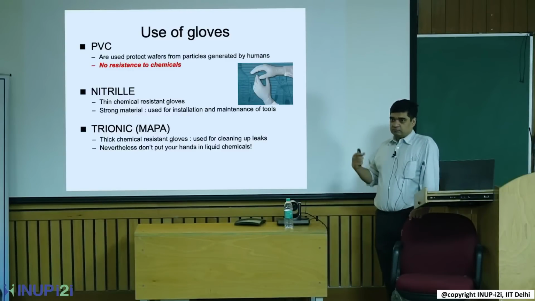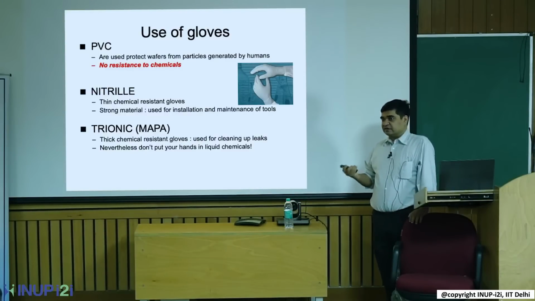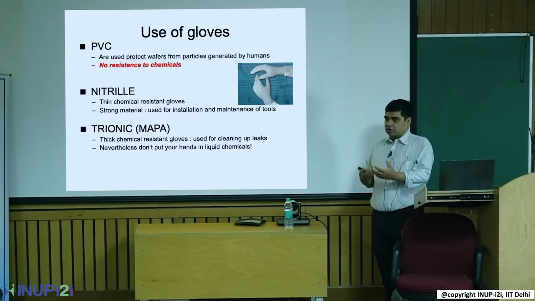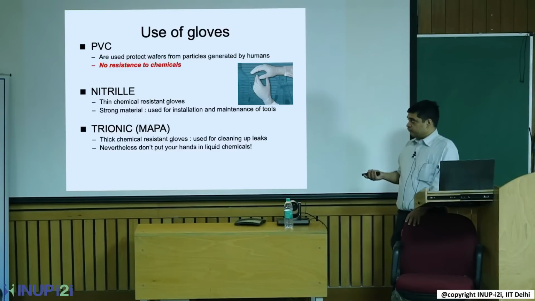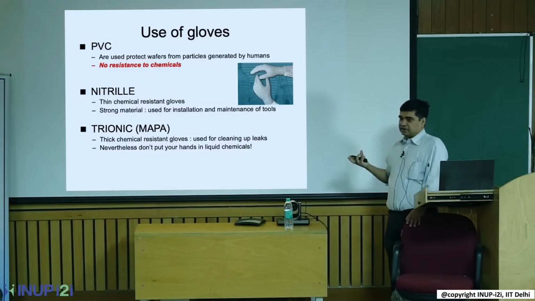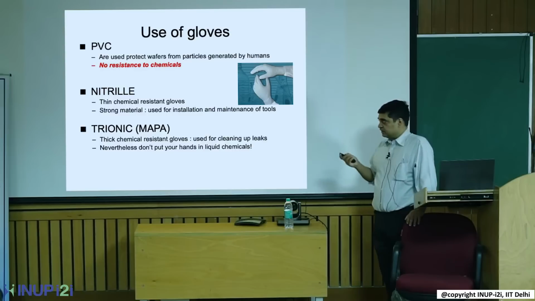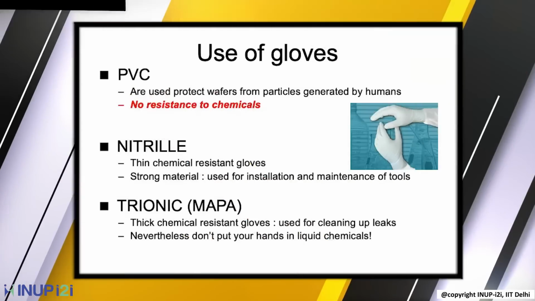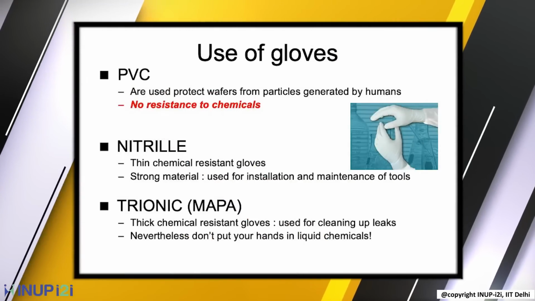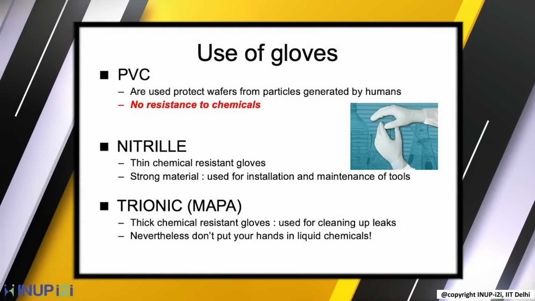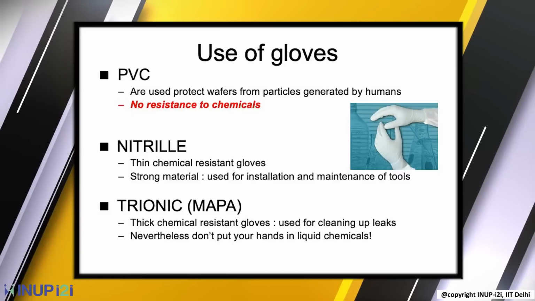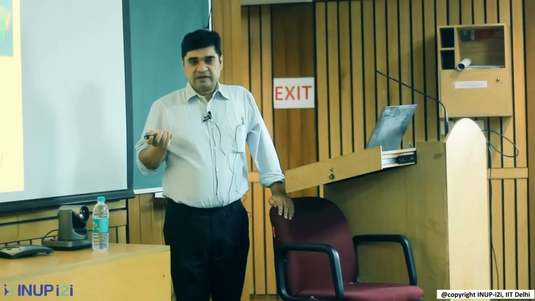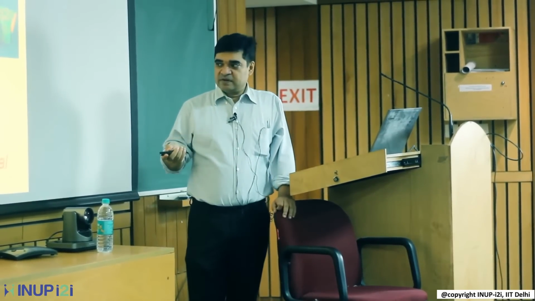If you are doing any heavy duty solvent processing, it is advisable to wear two pairs, or wear a thicker one, so that you are protected. If you are not doing any chemical processing, that's fine. If you are doing anything with acids, bases, HF, things like that, you need to wear Trionic gloves. They are thick chemical resistant gloves, and if you have to clean up a leak or things like that, they are useful. But again, common sense applies.